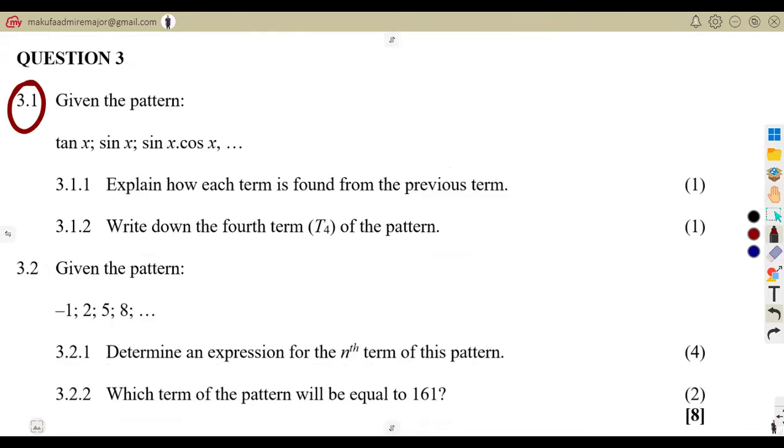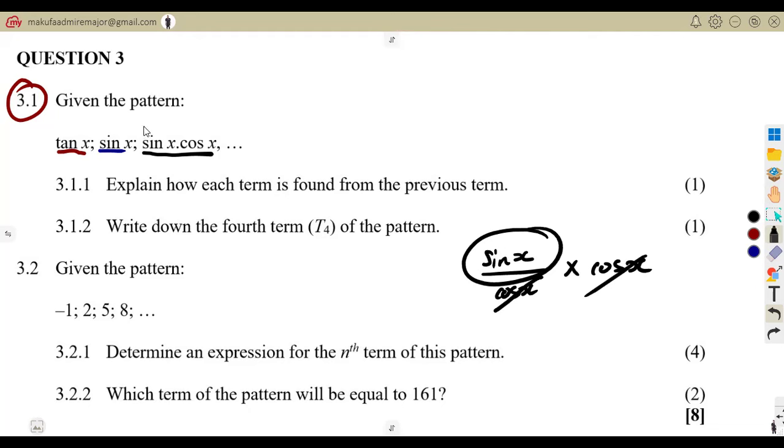3.1. That's a pattern that you're given there. And on this pattern, we are given tan x, sine x, sine x cos x. Explain how each term is found from the previous. All right, the first one is tan. The second one is sine. And we can see the third one, it's a product, sine times cos. So we're simply multiplying by cos. This is sine, now it's sine cos, all right? A tan to give us a sine, it was, remember, tan x is sine x over cos x like this.